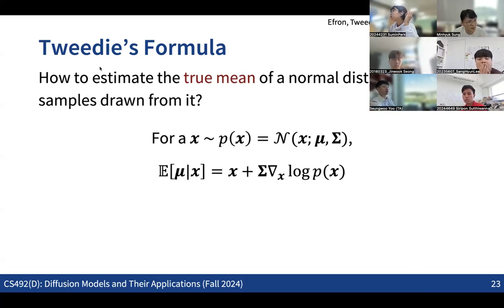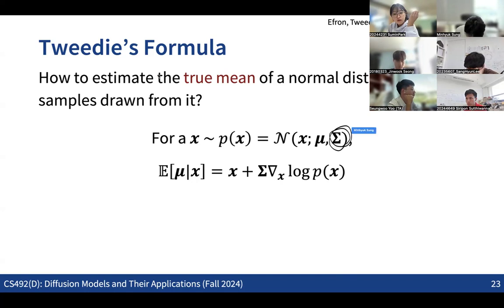But the meaning of Tweedie's formula in English is this: let's think that we have a Gaussian distribution, but we don't know the mean of that distribution. The only information we know about it is that it is a Gaussian distribution. Let's also say we know the variance and some samples from that distribution, but we don't know the mean. The question is, given the samples and the variance, how can we get the expected value of the mean of that distribution?